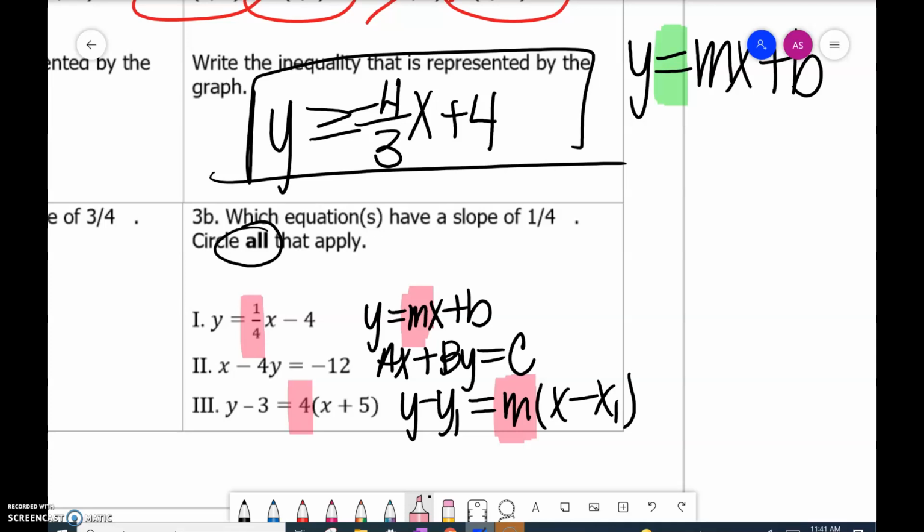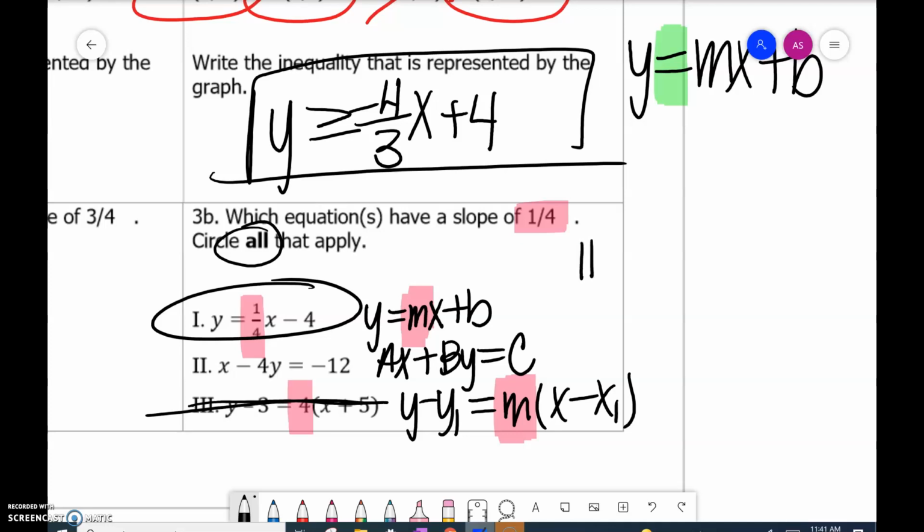Okay, so if I want a slope of 1/4, so far I can pick option 1 because it has a slope of 1/4 right before that x. Equation 3, I can go ahead and cross that out because that slope is 4 and that's not what we're looking for. So equation 2, it's a little different because this is in standard form. So when it's in standard form, you have to make sure you simplify it first and put it in slope-intercept form. If you don't do that, you won't know what your slope is.